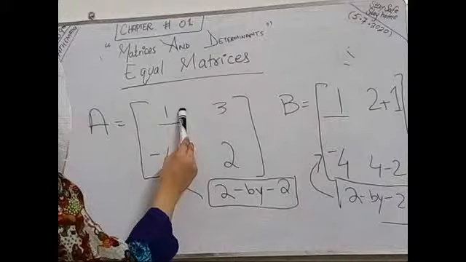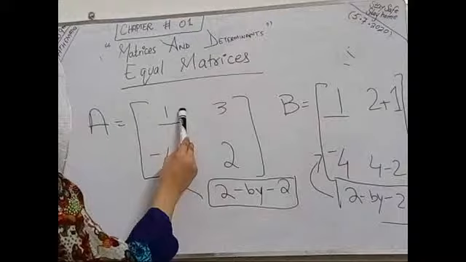Okay, so the next topic we are going to study is types of matrices. Types of a matrix. How many types of matrix are there? So there are total 12 types of matrices which are given in the book.